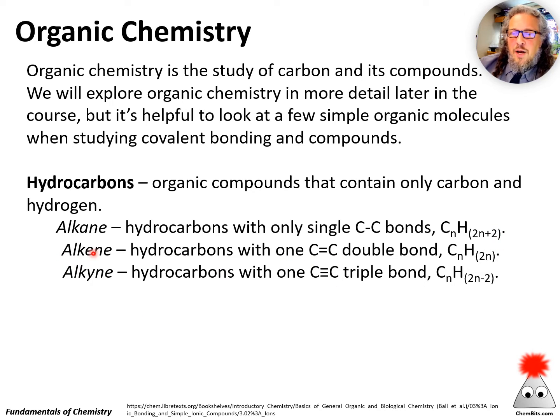If we have a double bond, that's an alkene. Alkenes are hydrocarbons with a C=C double bond. They typically have the formula C sub n, H sub 2n. And if we move up to a triple bond, now we're into alkynes. Alkynes have a triple bond, and they usually have the formula C sub n, H sub 2n minus 2.